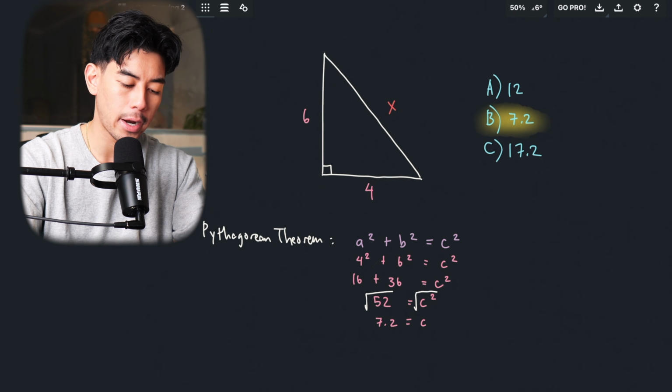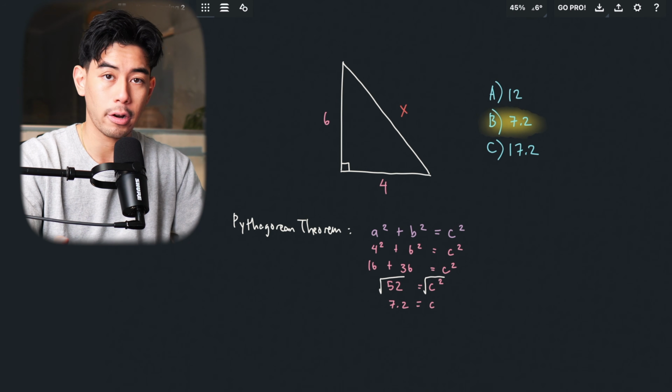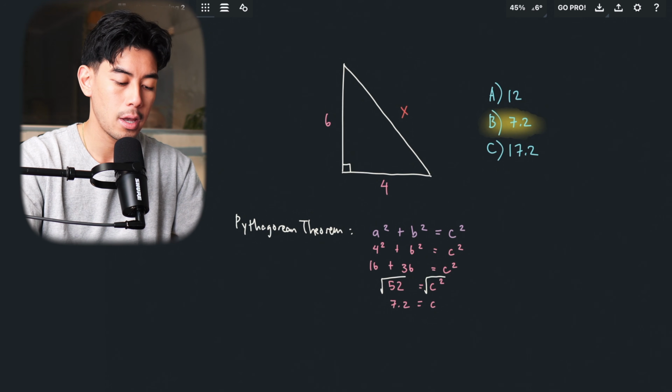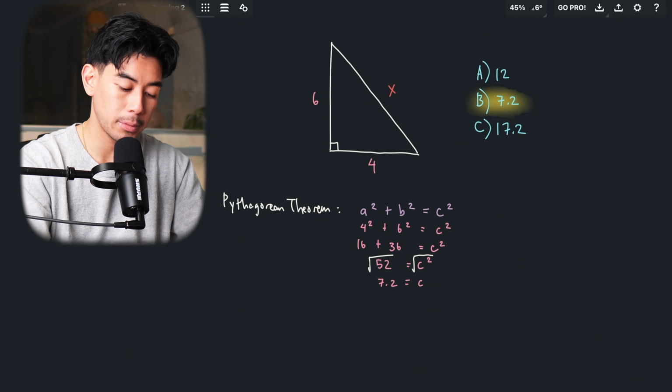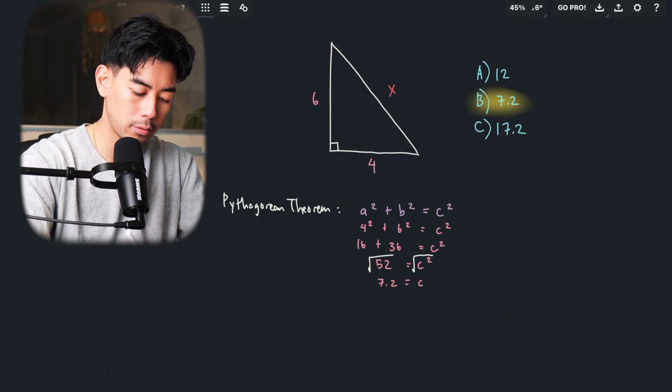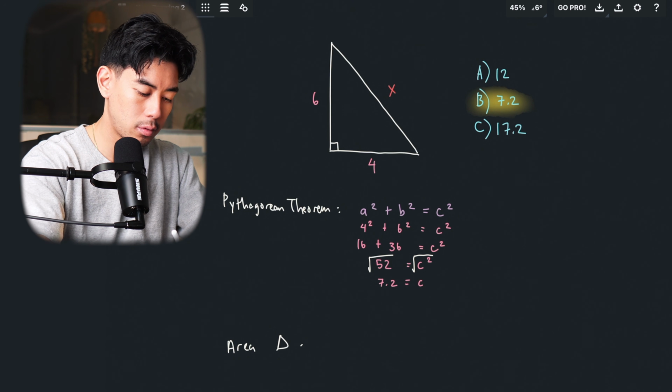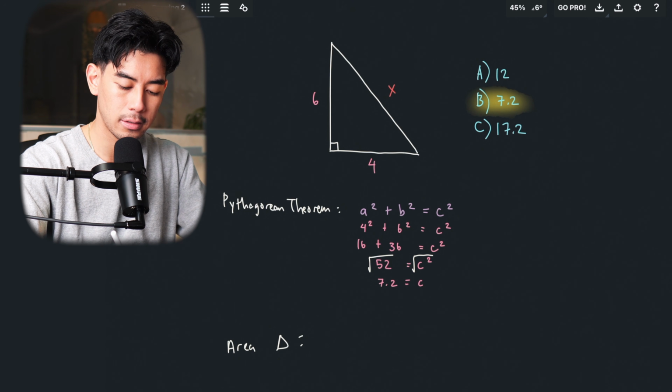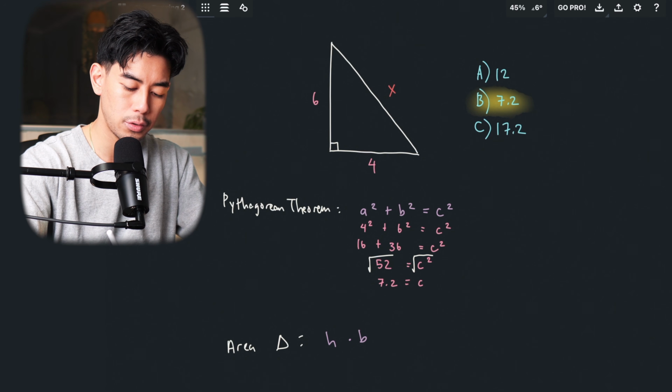Well, I also know that I can find the area of a right triangle if I have the height and base of the triangle. And those are 2 variables that I am given. So the area of a triangle is equal to the height times base divided by 2.